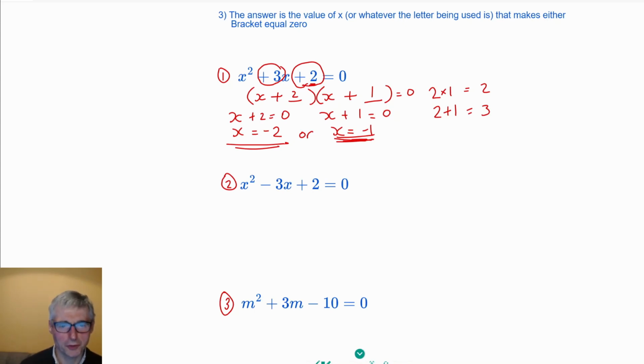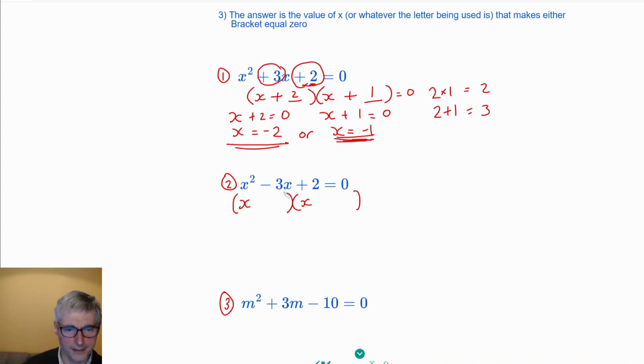So now we're going to look at a slightly more difficult example. And it's more difficult because we've got a negative number here. We've got minus 3x. But still the same principles will apply. So we've got to put it into two brackets first. And the first number in each bracket has got to multiply to give us the x squared. So that's going to be an x and an x that we'll put at the front.